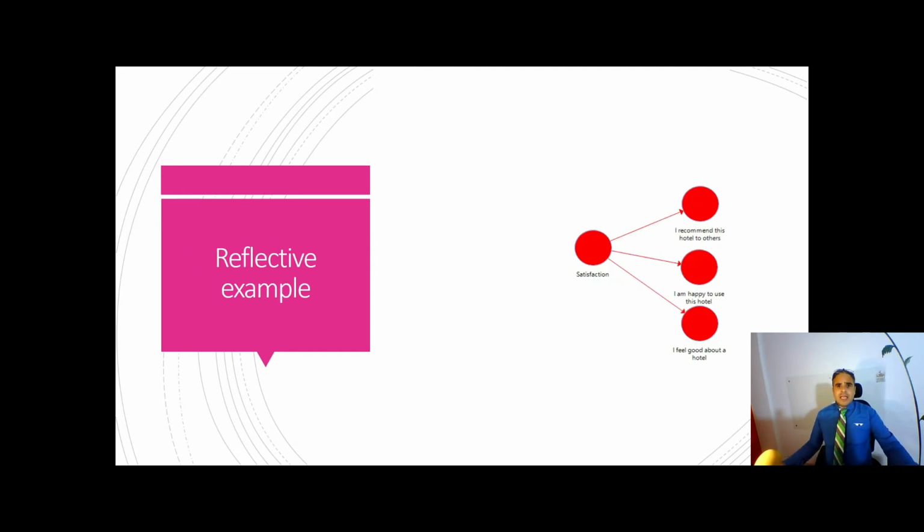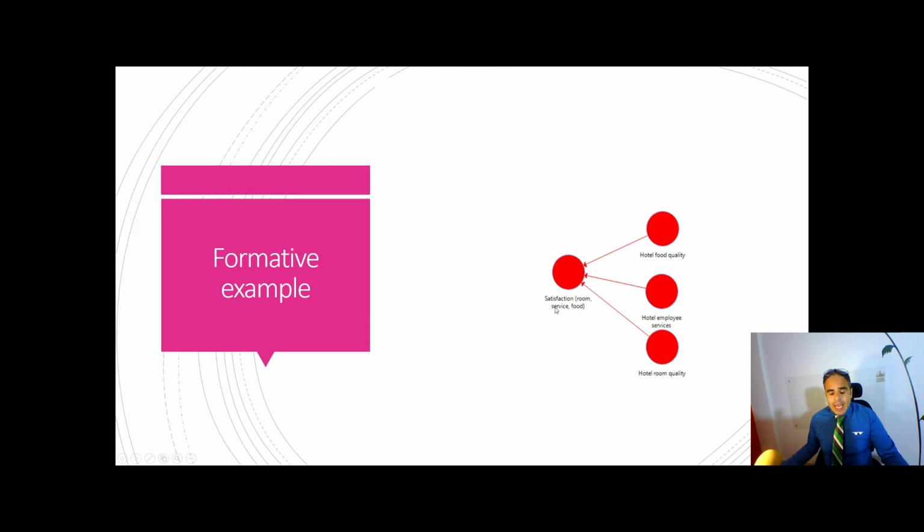A more specific example on the formative model or construct. We have satisfaction here, and we have room, service, and food. So the satisfaction construct is formed by hotel food quality, hotel employee services, and hotel room quality. Now, if you remove one of those, the nature of this construct will change. So this is a specific real-life example of a formative measure or a formative model.